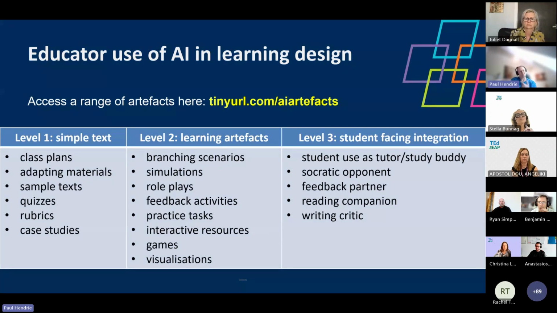Level three is the direct student to AI engagement. So the student using it as a tutor or as a study buddy, using it as a Socratic opponent. So the AI is asking them questions. Why did you choose this? Let's have a look at your work. Talk me through why you did this part. What about this? What about that? So it's very much the direct student to the AI level. That's harder. That's harder to do.